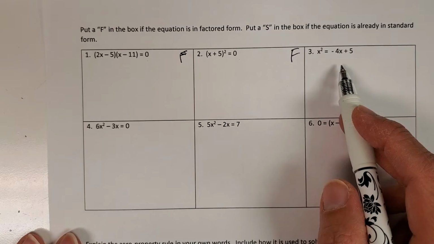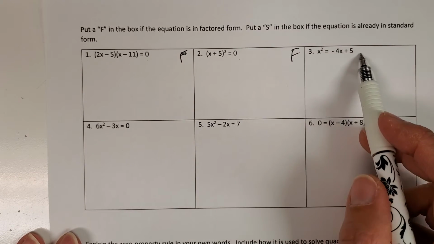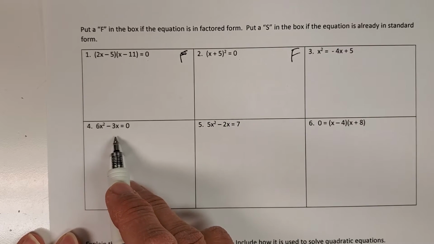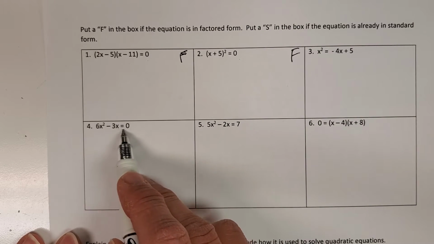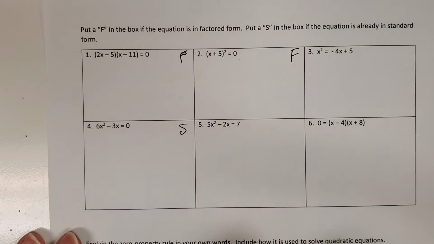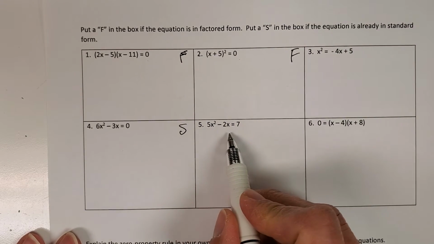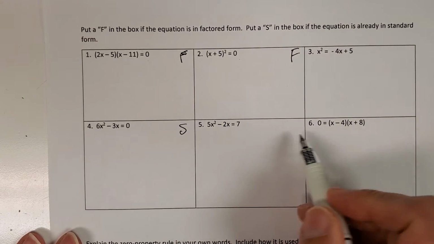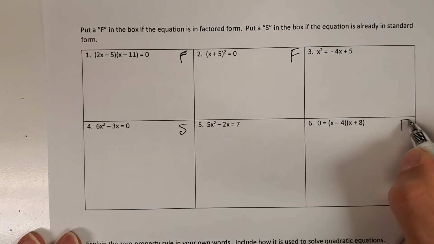Is this one in factored form? No, it's not. Nor is it in standard form, because in standard form I'd have to have 0 on one side. So this is none of those. This is not in factored form. See, no parentheses, but I do have 0, so that makes it standard form. This one, no parentheses, so it's not in factored form, and no equals 0, so it's not in standard form. And here again, I have factored form.